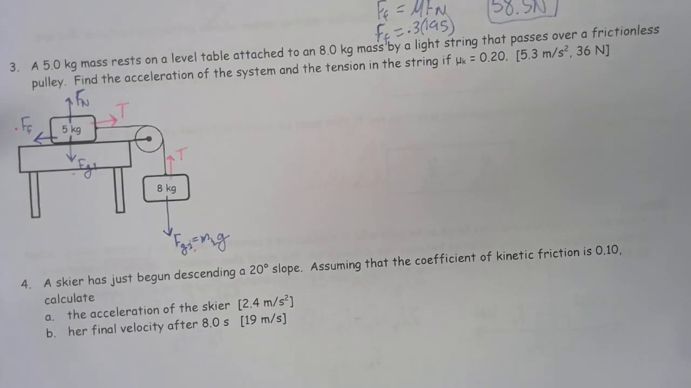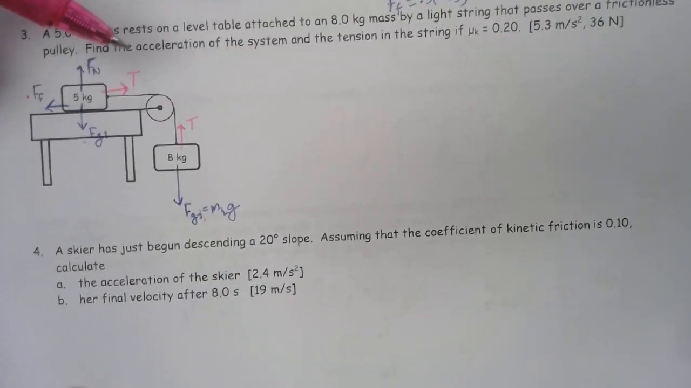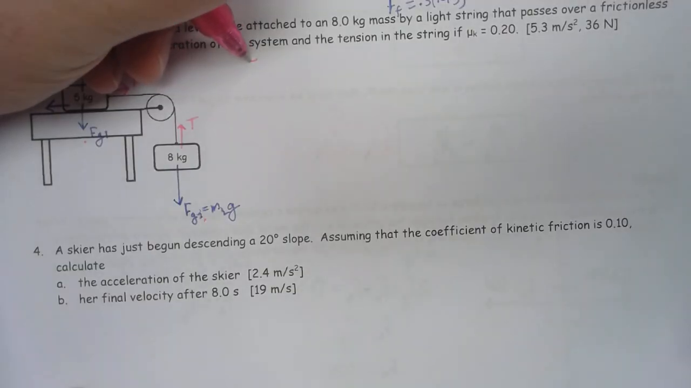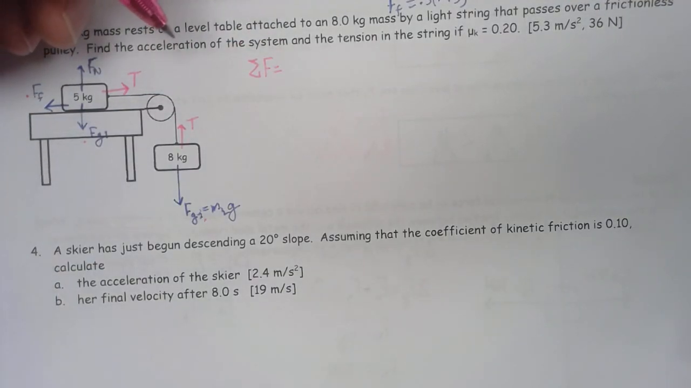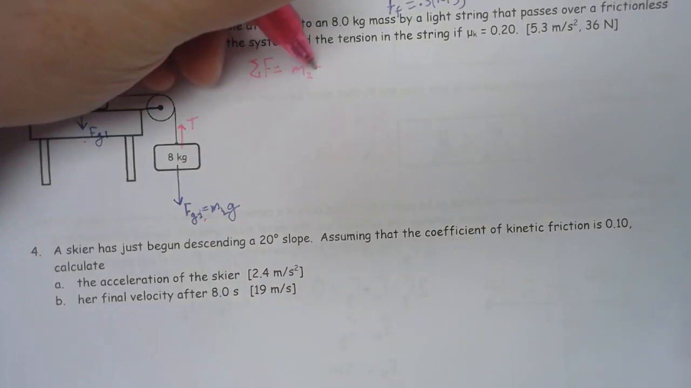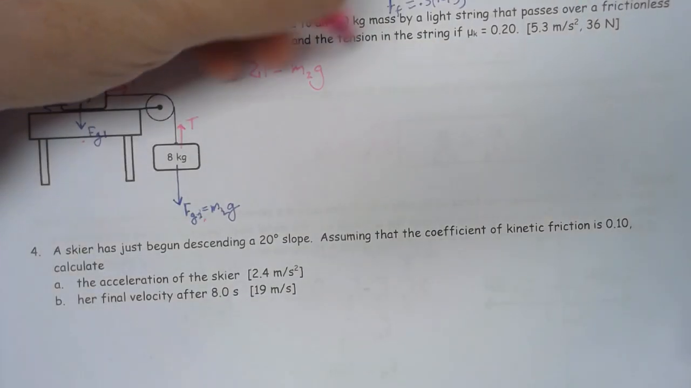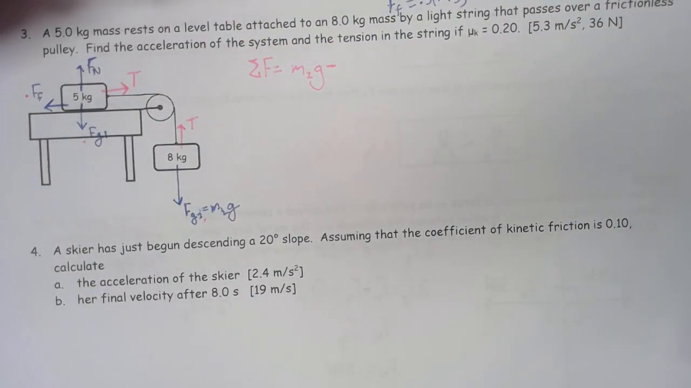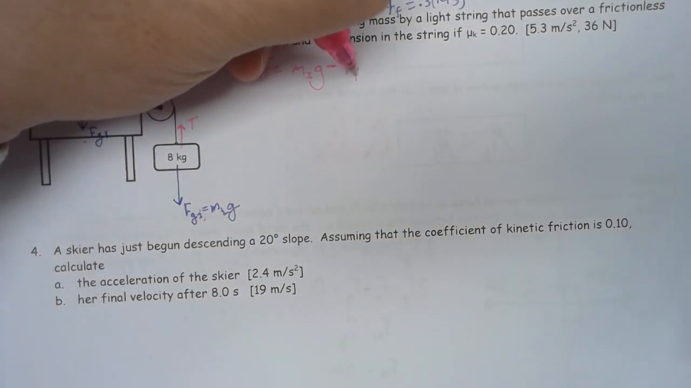But this one's still going to fall. What do we need to know? What do we need to set? How do we set it up? This versus that. Net force equals m2g. Let me just leave it as force friction right now.